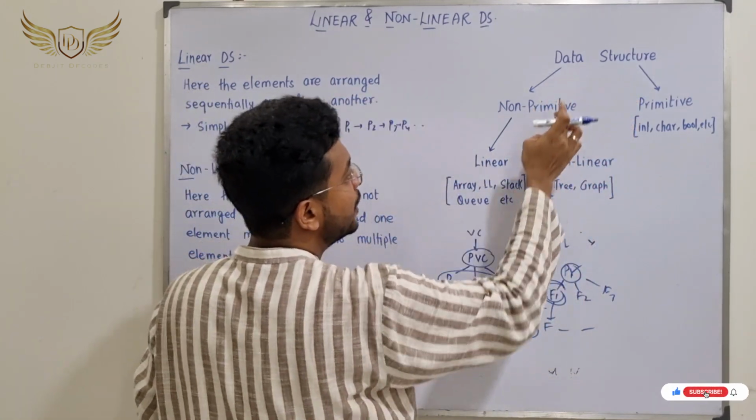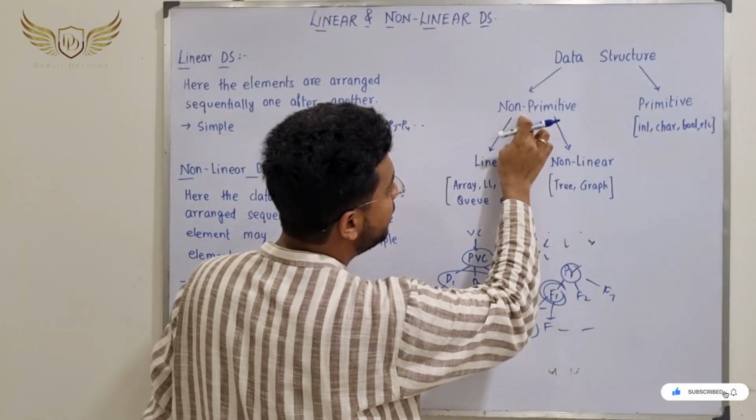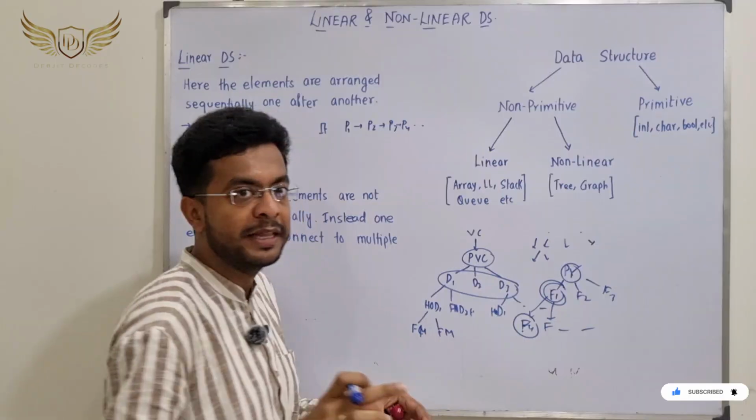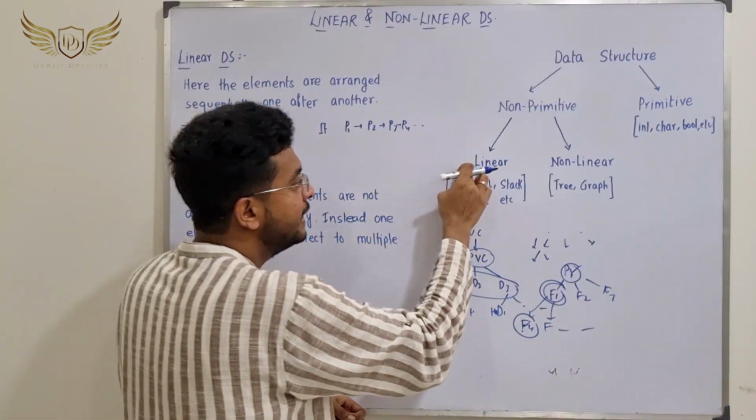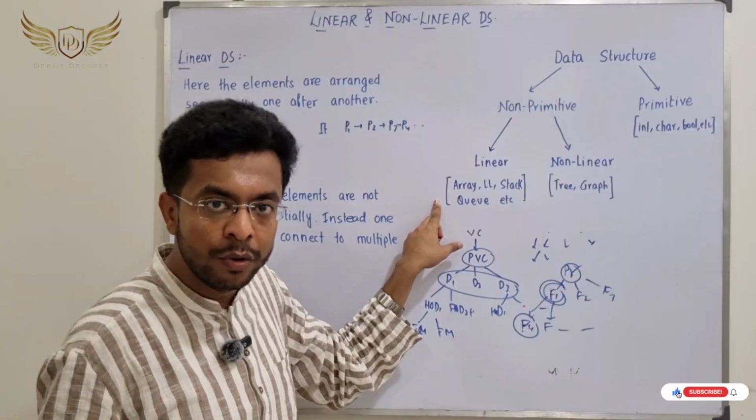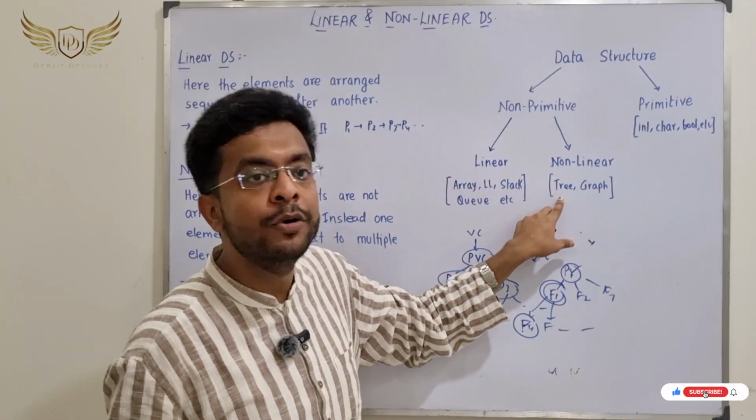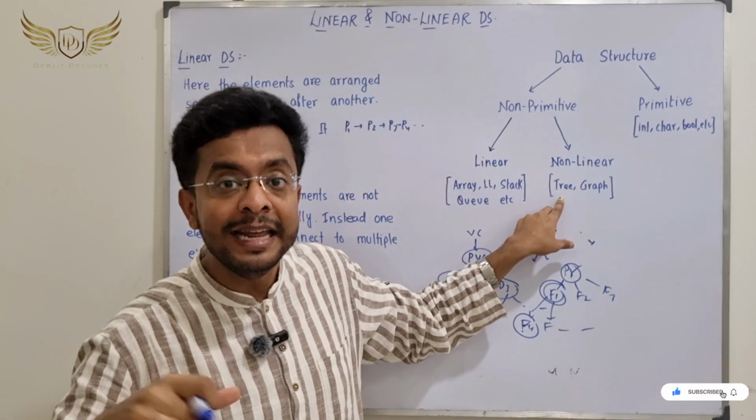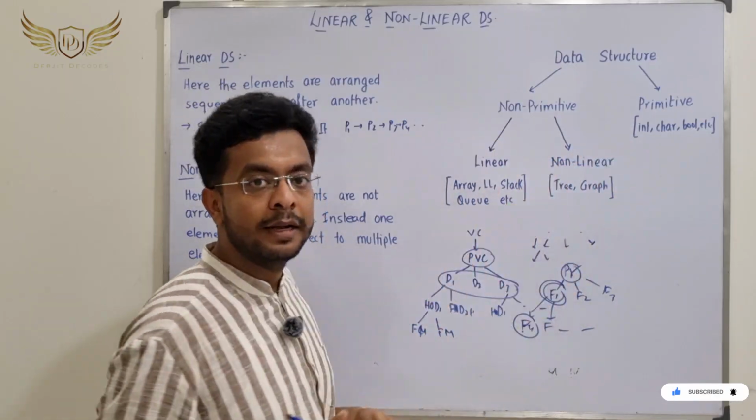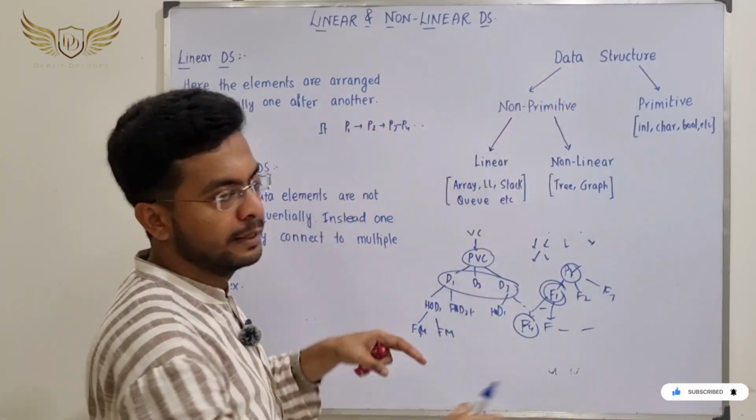Previously, we have seen non-primitive and primitive, and inside non-primitive, we have put array, linked list, queue, tree, graph, all inside this non-primitive. Then again, we have classified into two parts, linear and non-linear. Inside this linear, we have put array, linked list, stack, queue, and inside this non-linear, we have put tree and graph. In the next video, we will be classifying some of these again, and we will be completing the whole tree in the next video.